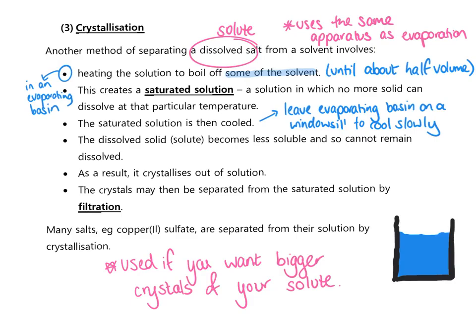So essentially a summary of this method is to pour your solution into an evaporating basin, heat the solution to boil off some of the solvent until it's about half volume, and then leave the evaporating basin on a windowsill to cool and crystallise slowly. And then if you still have some solution left, you can filter that off using filtration.